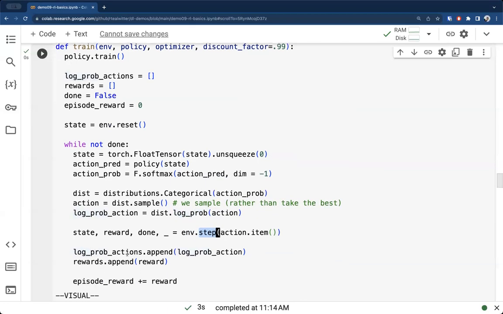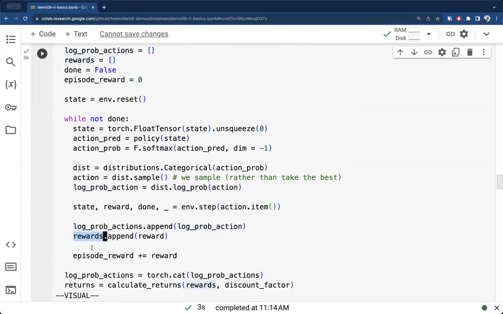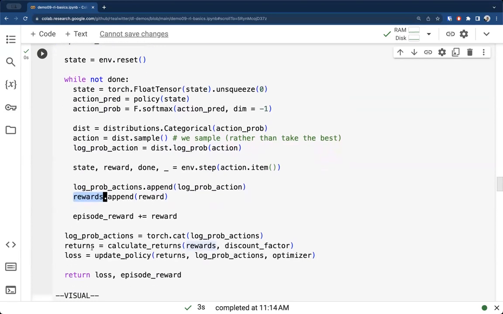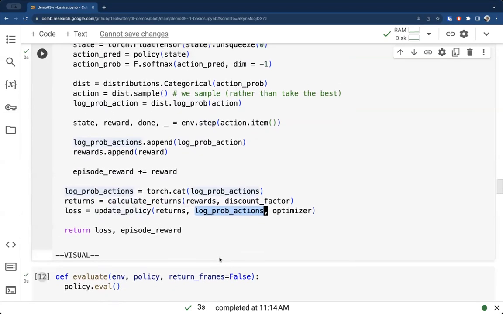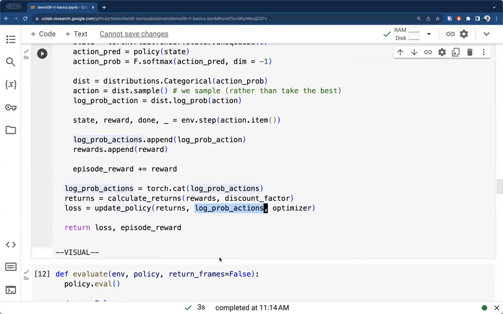Finally, we will keep track of all the log probabilities of these actions and all the rewards that we computed for this particular trajectory. And then when we calculate the returns, we'll keep all of these in mind for our computation here. And then when we compute the loss, we'll pass these and the log probabilities of these actions into the optimizer, and then we will update our policy accordingly.